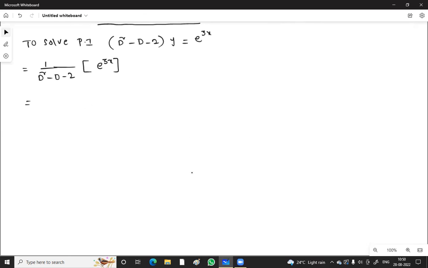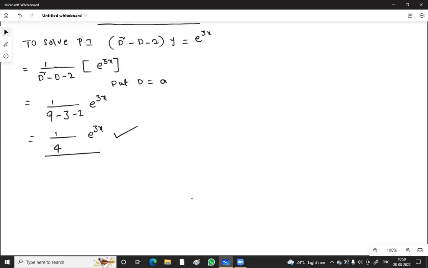So this will come under case 1. In case 1, what we need to do? Put d is equal to a, that's it. It means 1 over d square means 9, minus d means 3, minus 2, into e power ax. 1 over 9 minus 3, 6, minus 2, 4. 1 over 4 into e to the power 3x. That's it. It means part 1 of the particular integral solution is over. If input is e power 3x, your output is 1 by 4 into e power 3x.